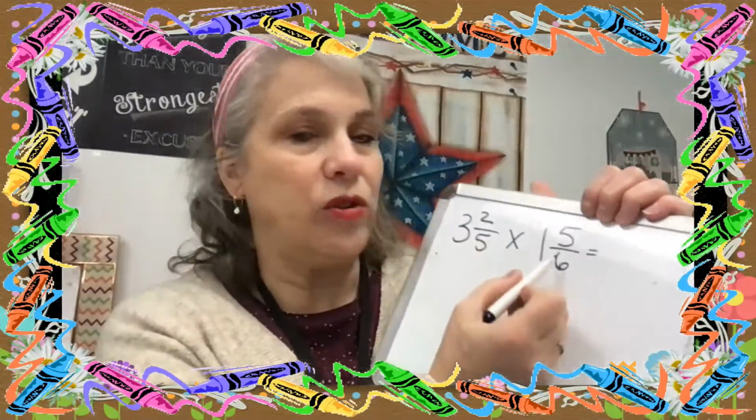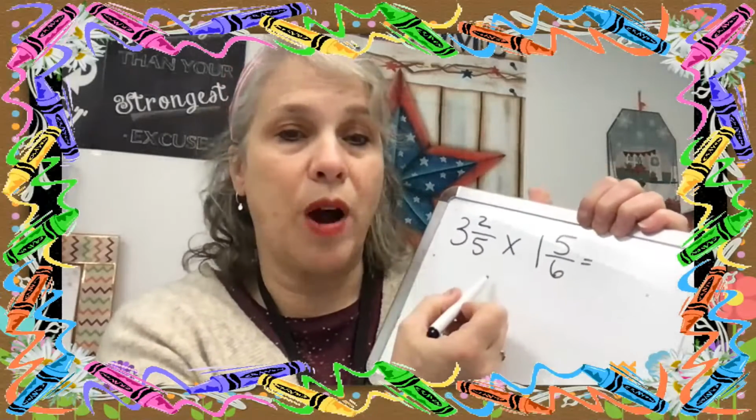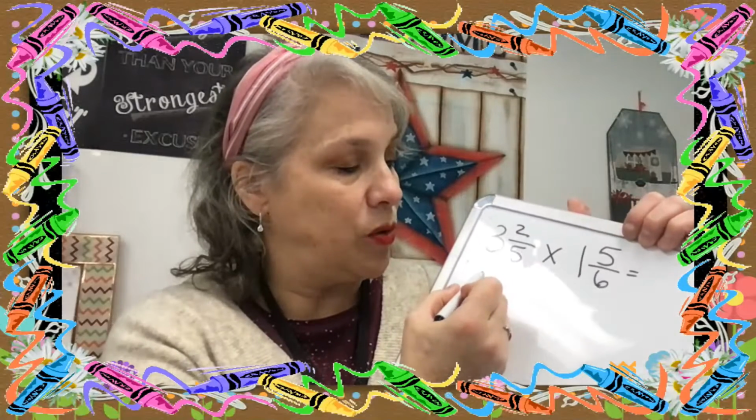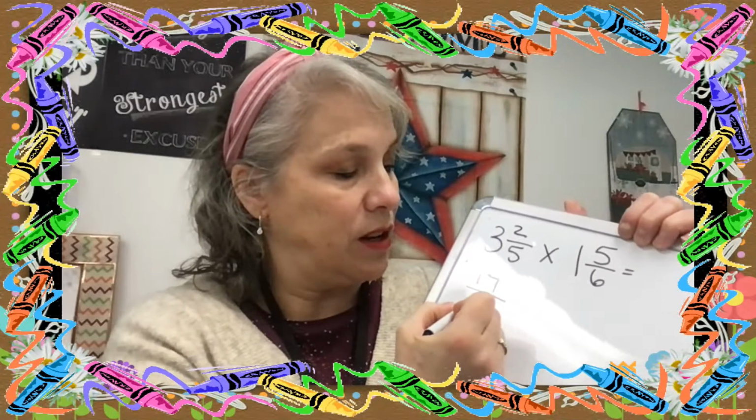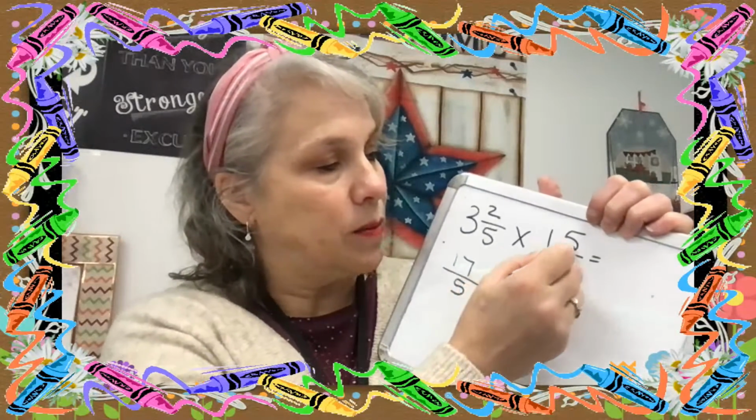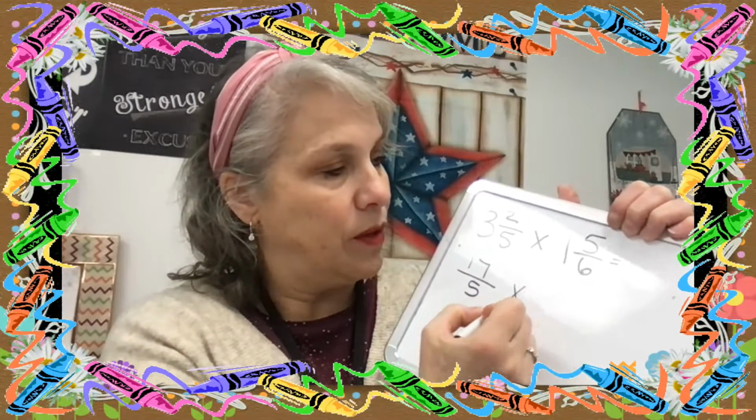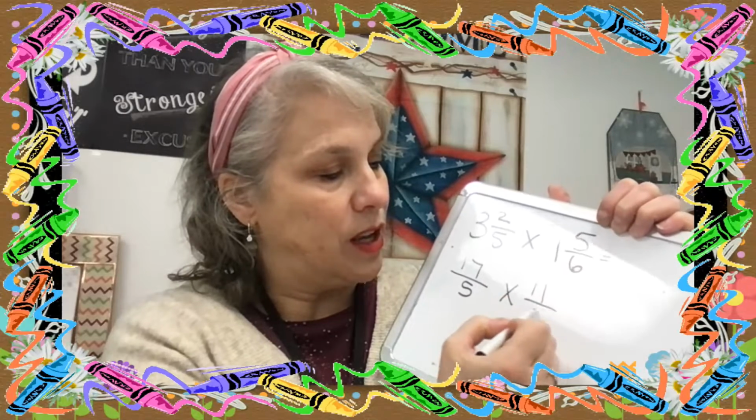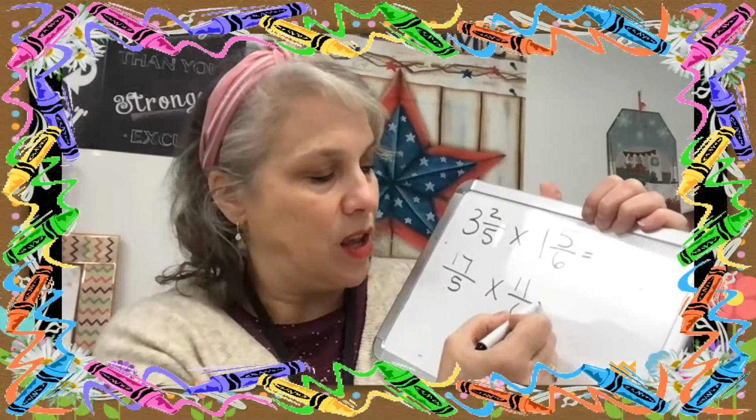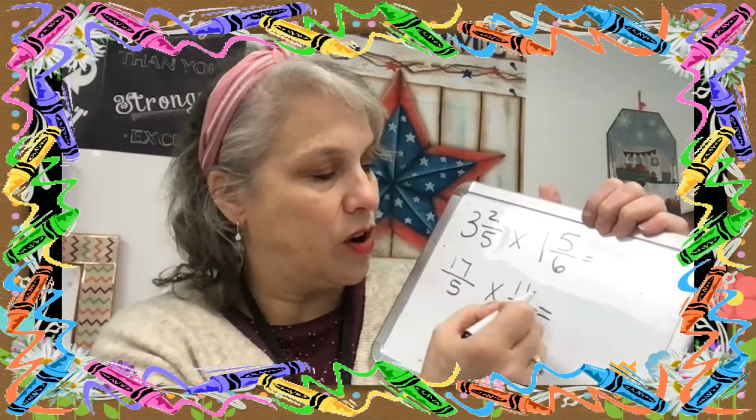And first thing we have to do is change these to improper fractions. So 3 times 5 is 15, plus 2 is 17. Keep the denominator. 1 times 6 is 6, plus 5 is 11. Keep the denominator. So this is equal to 17/5. This is equal to 11/6. Okay, and now I can multiply across.